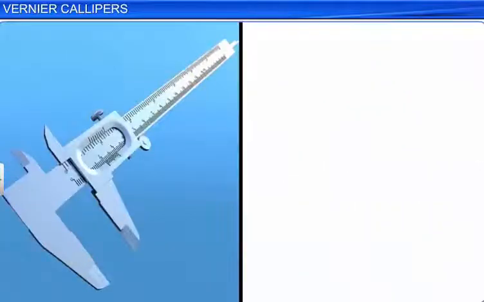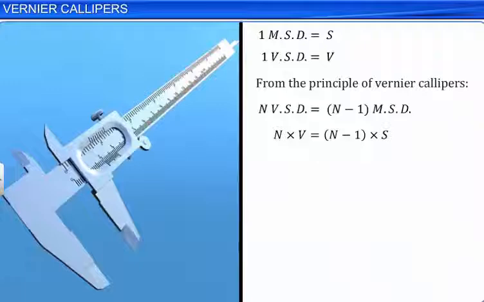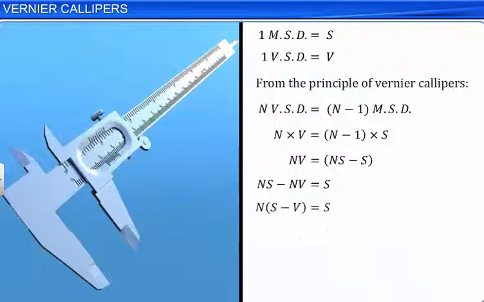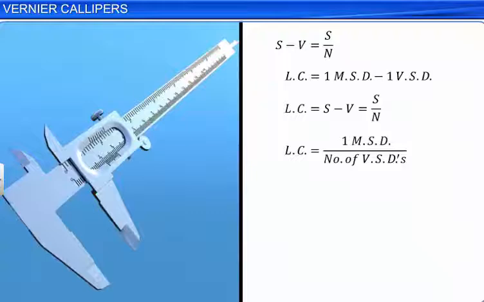Let the value of one main scale division be S and the value of one vernier scale division be V. From the principle of the vernier calipers, N into V is equal to n-1 into S. On simplifying, the equation can be written as S minus V is equal to S by N. Since the difference between one main scale division and one vernier scale division is equal to the least count of the vernier calipers, the least count can be written as S minus V, which is equal to S by N. This is equal to the value of one main scale division by the number of vernier scale divisions.